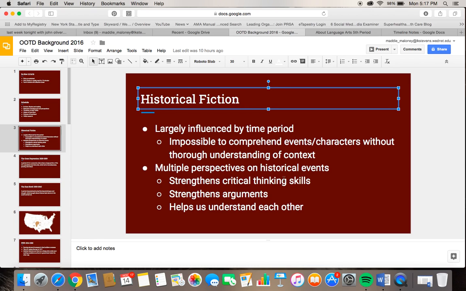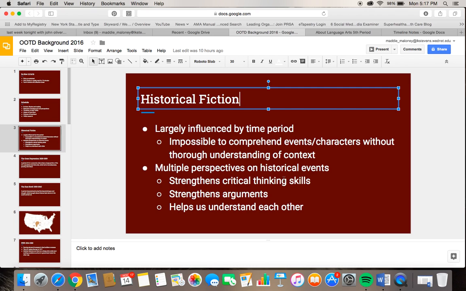We're also going to look at multiple perspectives on these major historical events this week. And the reason why we look at different perspectives about the same event is because it helps us strengthen our critical thinking skills. It strengthens our arguments if we ever want to make them, and it helps us understand each other. So for example, we could all go through one major event, it's the same event, but each of us, because we're different, we have these different life experiences, is going to have a different experience with that event. So we're going to look at that event differently.